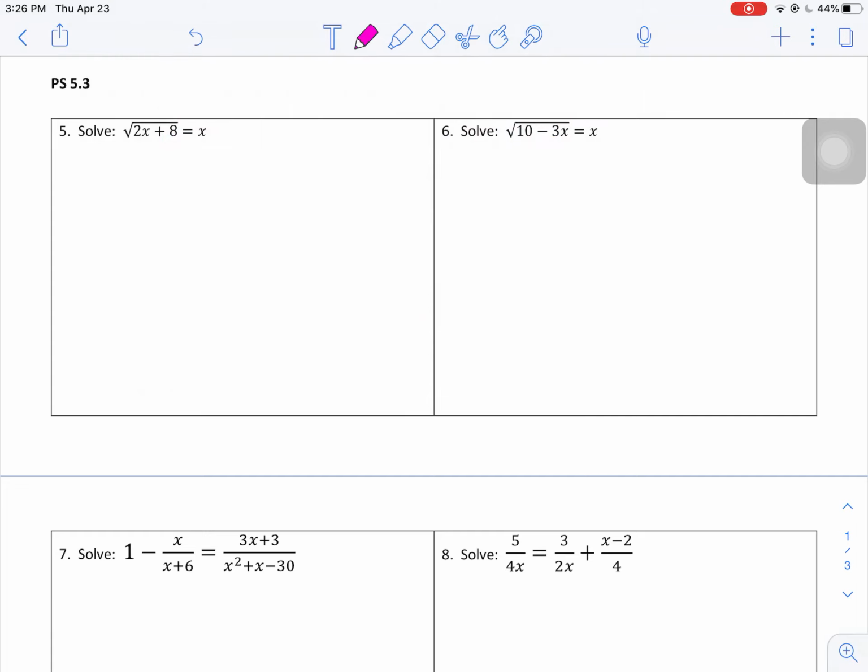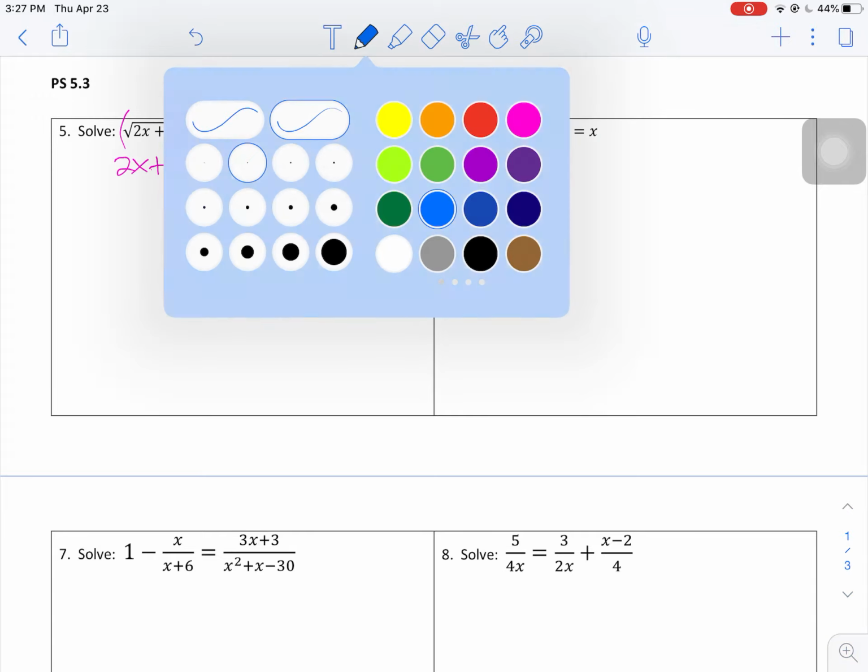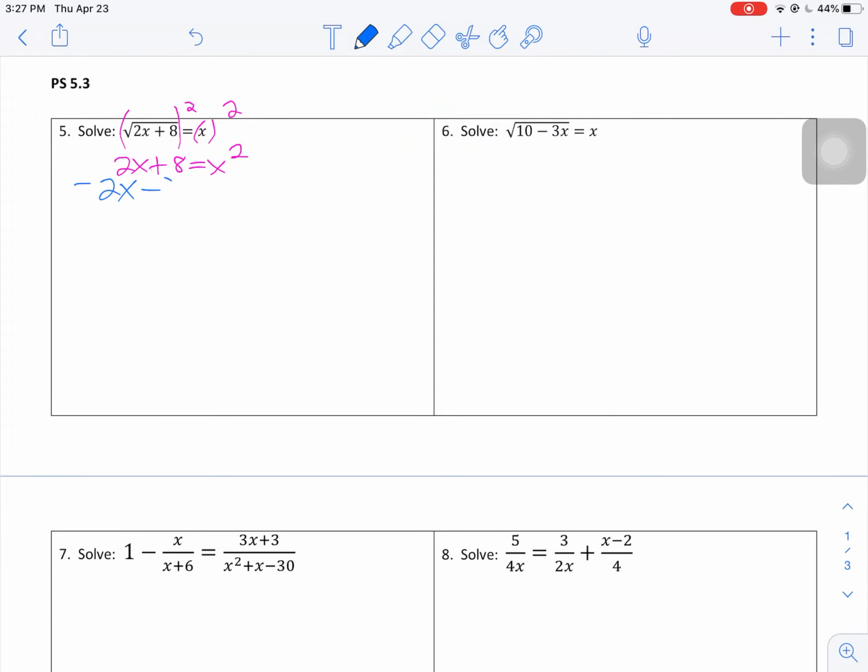In order to get rid of a square root, we have to square it. Whatever we do to one side of the equation, we have to do to the other side to keep it balanced. So 2x plus 8 equals x squared. Since this equation has x terms and x squared terms, we want to get everything on one side equal to 0 so that we can factor and solve. So I'm going to subtract 2x and subtract 8 from both sides of the equation. So 0 equals x squared minus 2x minus 8.